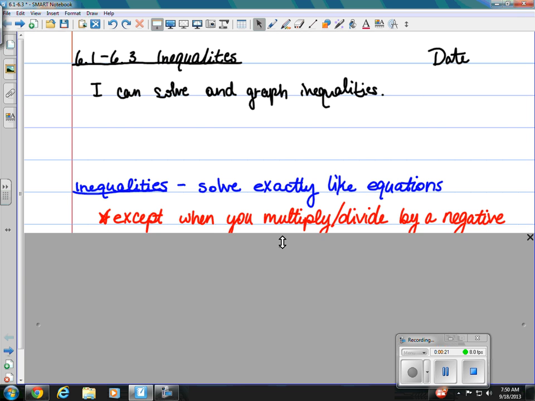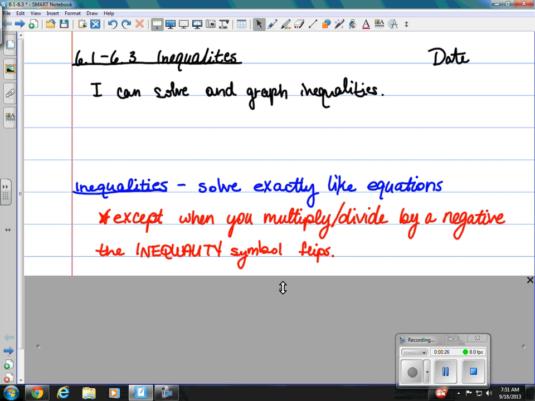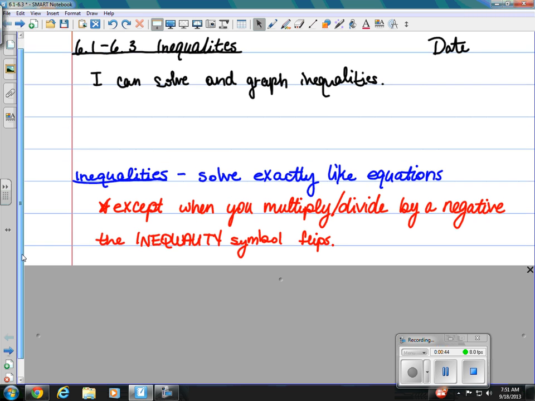Now, the big thing about inequalities is that we solve inequalities exactly like equations, except when you multiply or divide by a negative, the inequality symbol flips.